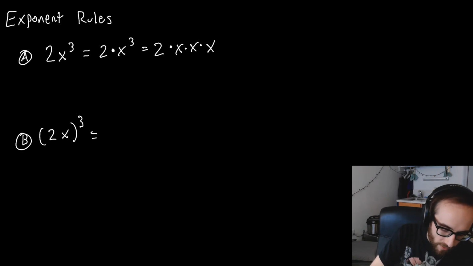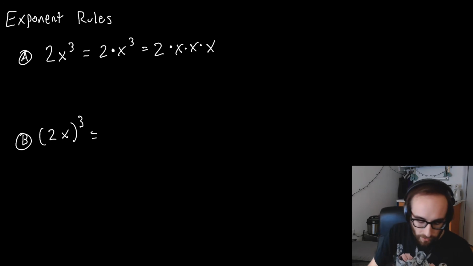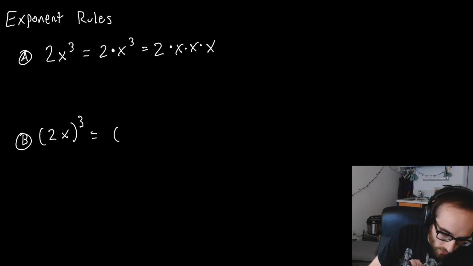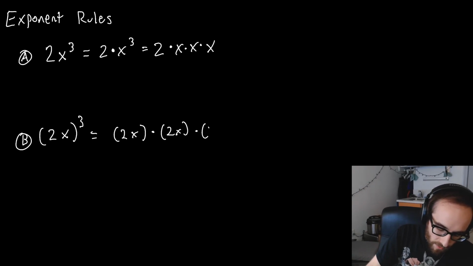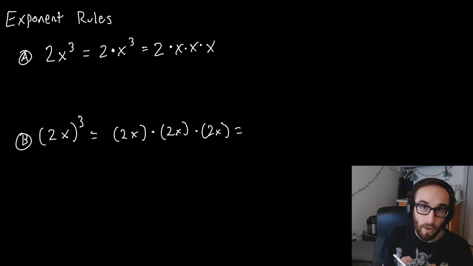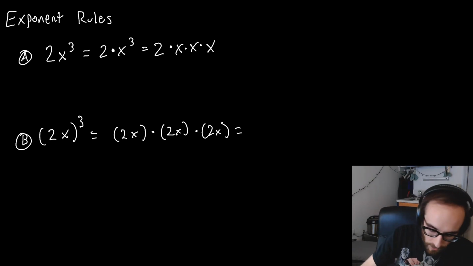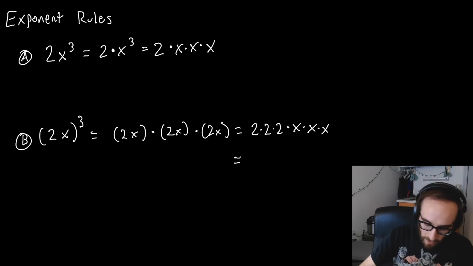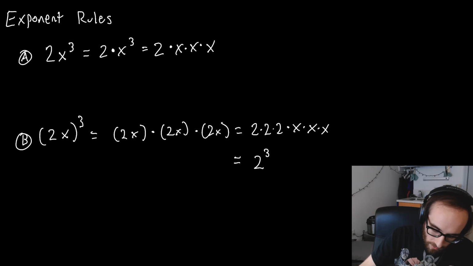Here we have 2x, and that entire expression to the third power. So in expanded form, it would look like 2x times 2x times 2x. In other words, because we're multiplying all of these, we can move them around, order of operations. We get 2 times 2 times 2 times x times x times x. Which, if we wanted to simplify, we could write as 2 to the third times x to the third.